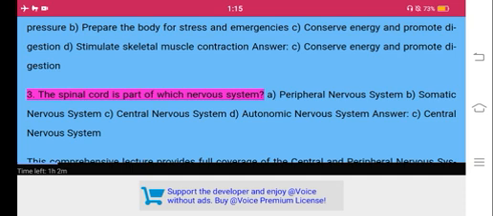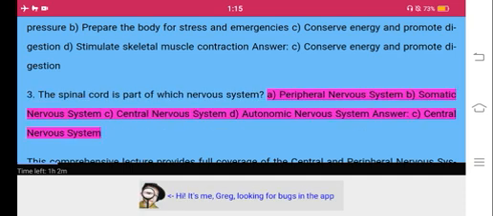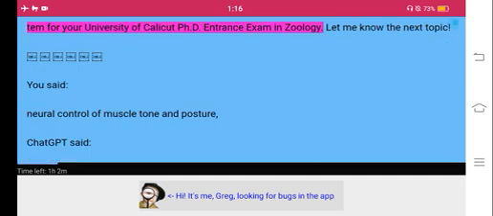3. The spinal cord is part of which nervous system? A. Peripheral nervous system. B. Somatic nervous system. C. Central nervous system. D. Autonomic nervous system. Answer. C. Central nervous system. This comprehensive lecture provides full coverage of the central and peripheral nervous system for your University of Calicut PhD entrance exam in zoology.